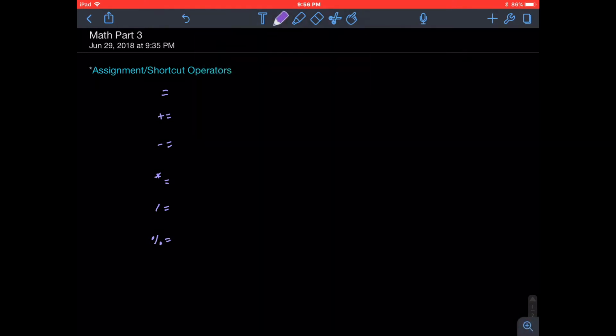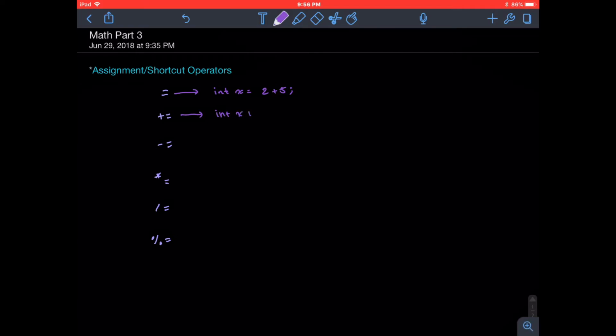Well, obviously, the equals operator shows equality between the left and right operand. So something like this would be int x is equal to 2 plus 5. That's an equal operator. The plus equals would be used something like int x.